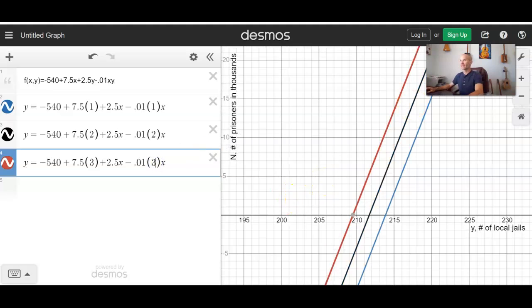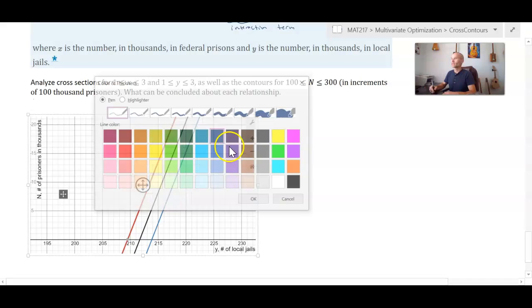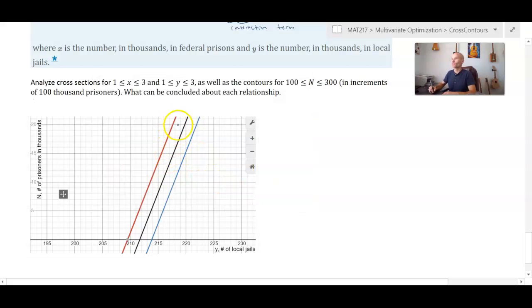And now let's take this and put it back into our demonstration. So here we have it, and now let's focus on unpacking or interpreting what's going on here. We said that this was for x equals 0, x equals 1, and x equals 2. And this is x equals constant. And the relationship that we're looking at is the number of prisoners versus the number of local jails. Well, let's start with x equals 0.